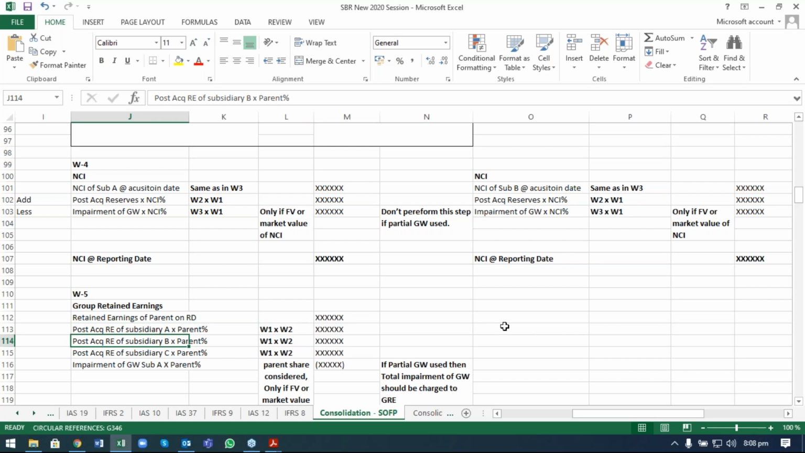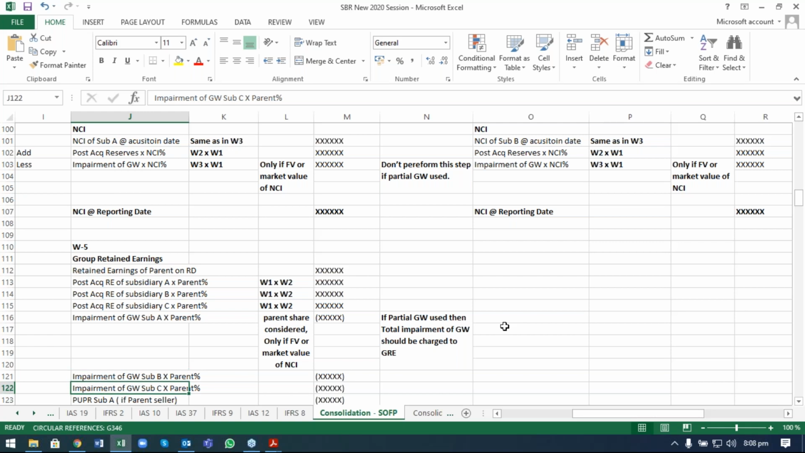Then post acquisition of subsidiary B, then post acquisition of subsidiary C, and then any impairment of goodwill of subsidiary A, subsidiary B, and subsidiary C. You only need to consider the parent percentage of impairment if fair value of NCI was used. If partial goodwill is used, then you're not supposed to apply this parent percentage because you have not assigned any goodwill to NCI. So any impairment to the goodwill should be assigned to the parent, because the goodwill is purely related to the parent if the partial goodwill method is used, right?